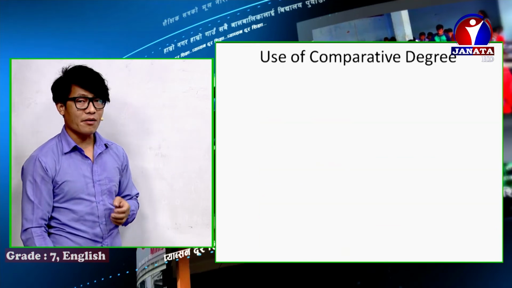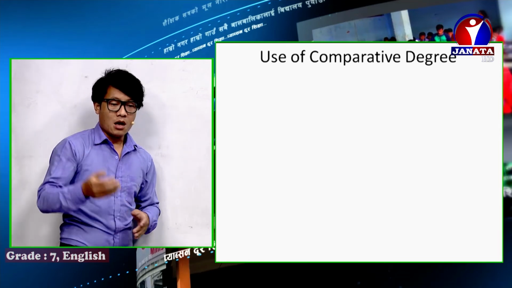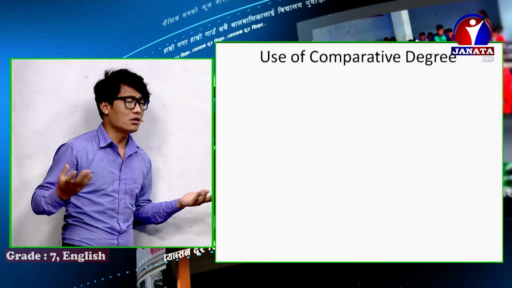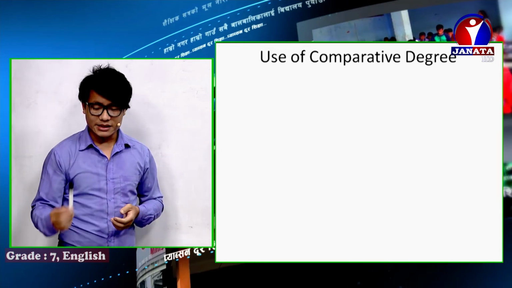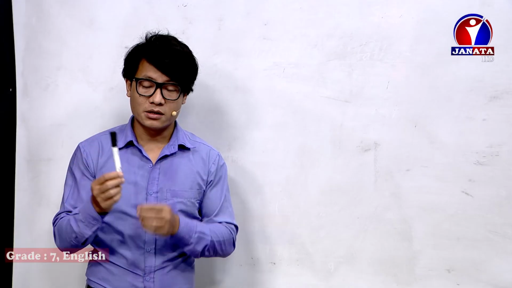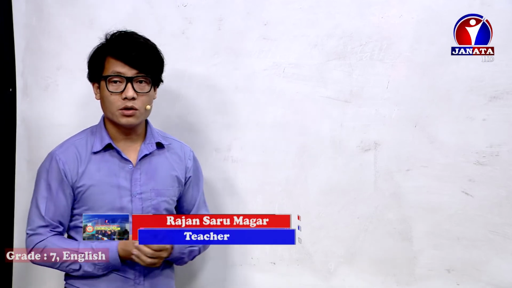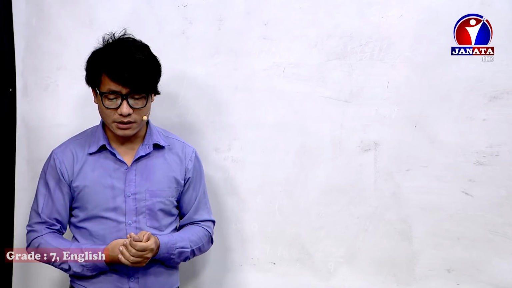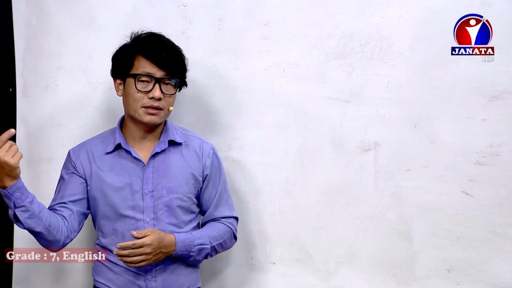Use of comparative degree. First of all, we are going to use comparative degree. Positive degree, obviously, is the general sentence we use, like this is a white marker. White is a color, so this is a white marker. White is an adjective, so this is called a positive degree. Like he is good, so good is what? Good is a positive degree.